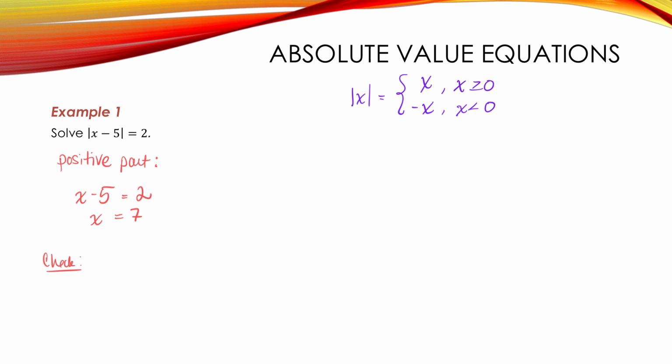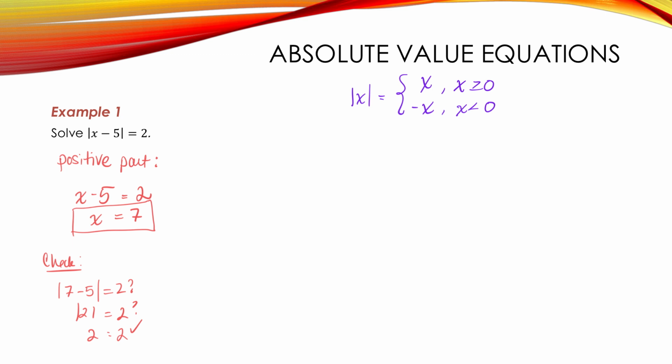So let's check it. For our positive part, we have x equals 7. So the absolute value of 7 minus 5, does it equal 2? Well, 7 minus 5 is 2. Is the absolute value of 2 equal to 2? The answer is yes, 2 does equal 2. So x equals 7 is one of our solutions.